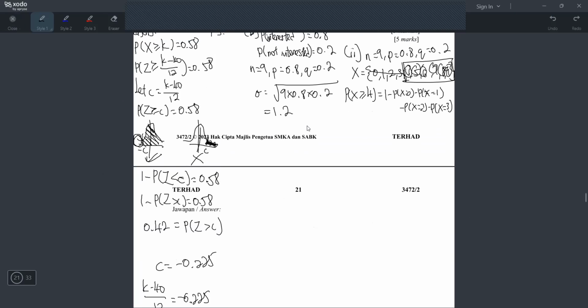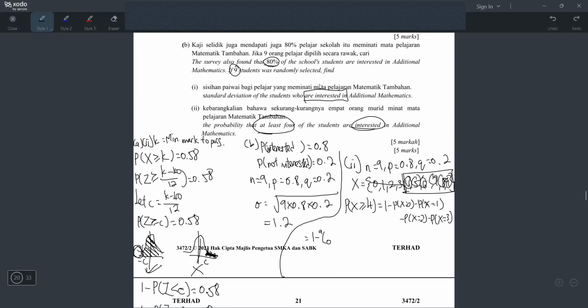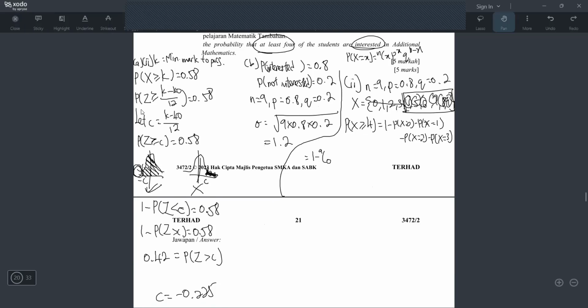So let's go. I'll write equal here. It will be 1 minus P(X=0), which is 9C0. The formula I'm using now, I'm not sure if you remember it or not, is P(X=x) equals nCx, p power x, q power n minus x. This is the formula you learn in binomial distribution. So 9C0, p power x, which is 0.8 power 0, and then 0.2 power 9, minus P(X=1), so 9C1 bracket 0.8 power 1, 0.2 power 8.